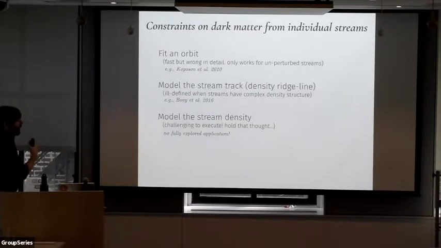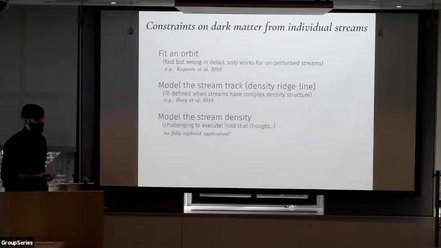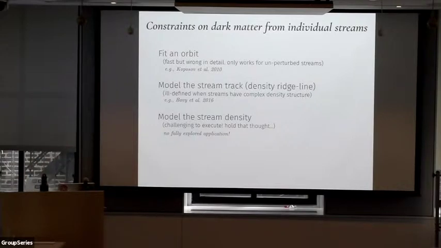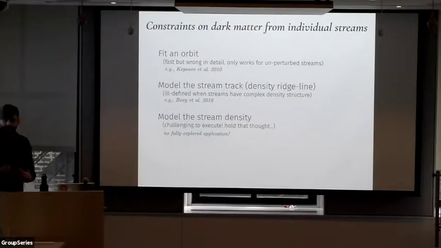So that was realized a long time ago by Catherine Johnston, and actually David Spergel is a contributor to some of the initial work on that. And so since then, it's led to a whole enterprise, I would say, of trying to constrain the global distribution of matter in the Milky Way from modeling individual streams. And there's sort of three classes of ways of trying to do that.